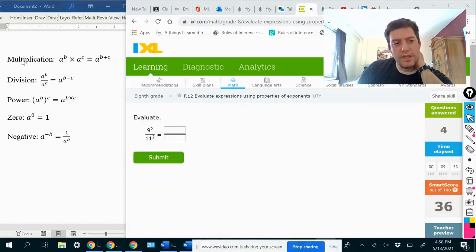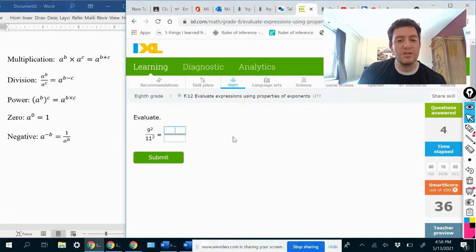So for all of these rules that I wrote, the multiplication, division, power, 0, and negative, well, at least for the first 3, the bases are the same, right? Okay? Oh, actually just for the first 2, right? The bases are the same. I have A here and A here, A here and A here. For this one, I cannot use the division rule because I have a 9 here and an 11 here. So the bases are different.